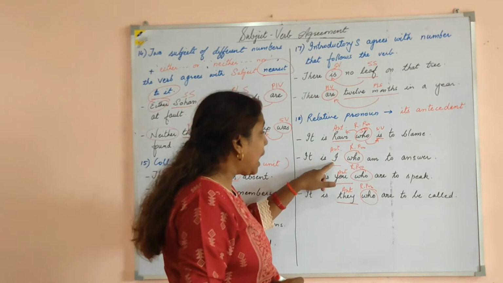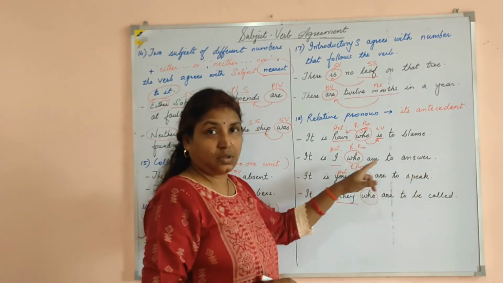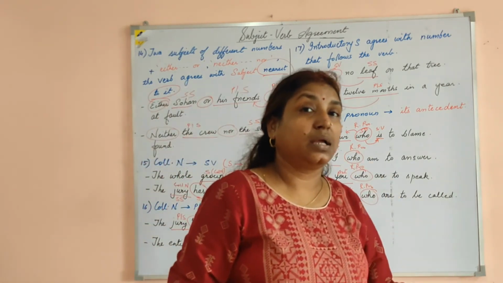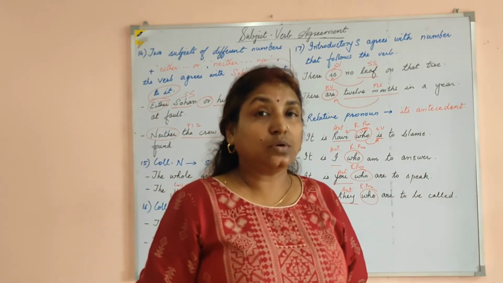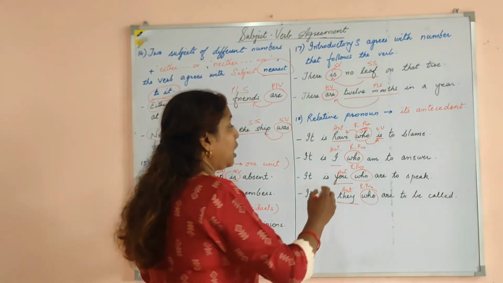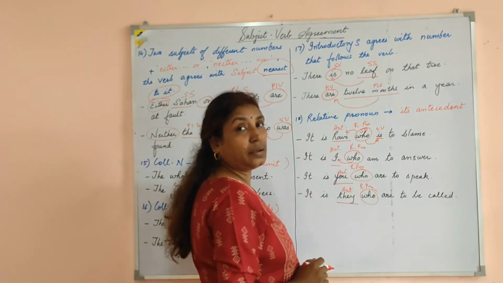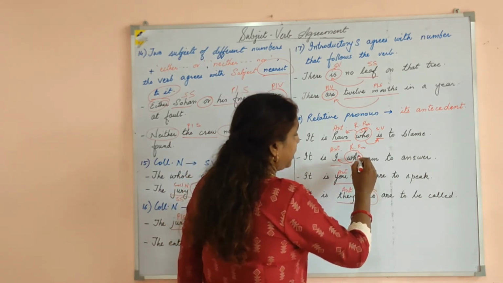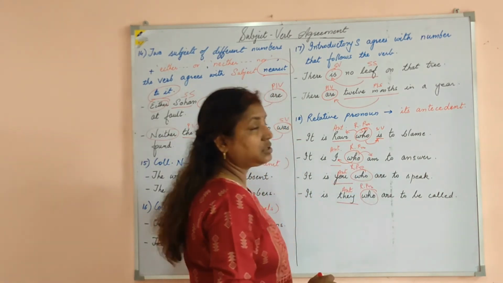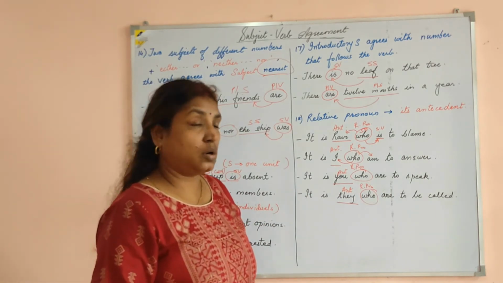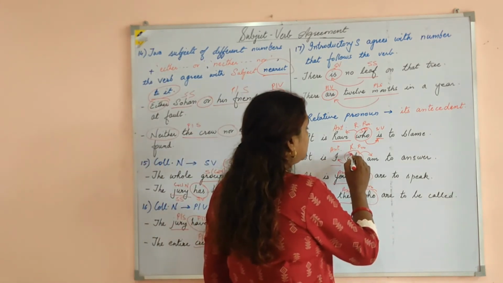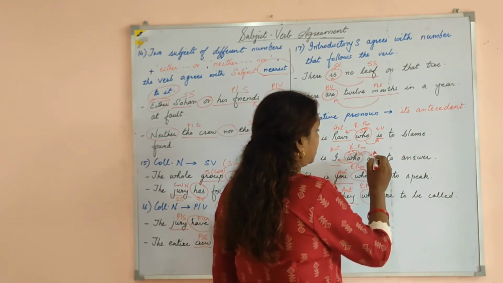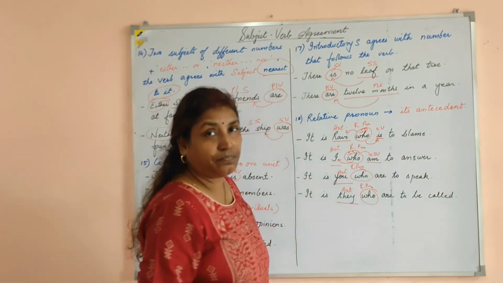Same way, it is I who am to answer. I. What is the verb used with I? Am. I uses am as a verb. So now who is this who? I. This who is I. And hence it will impart its number to the verb. So I is singular. So who becomes singular subject? And am becomes singular verb.